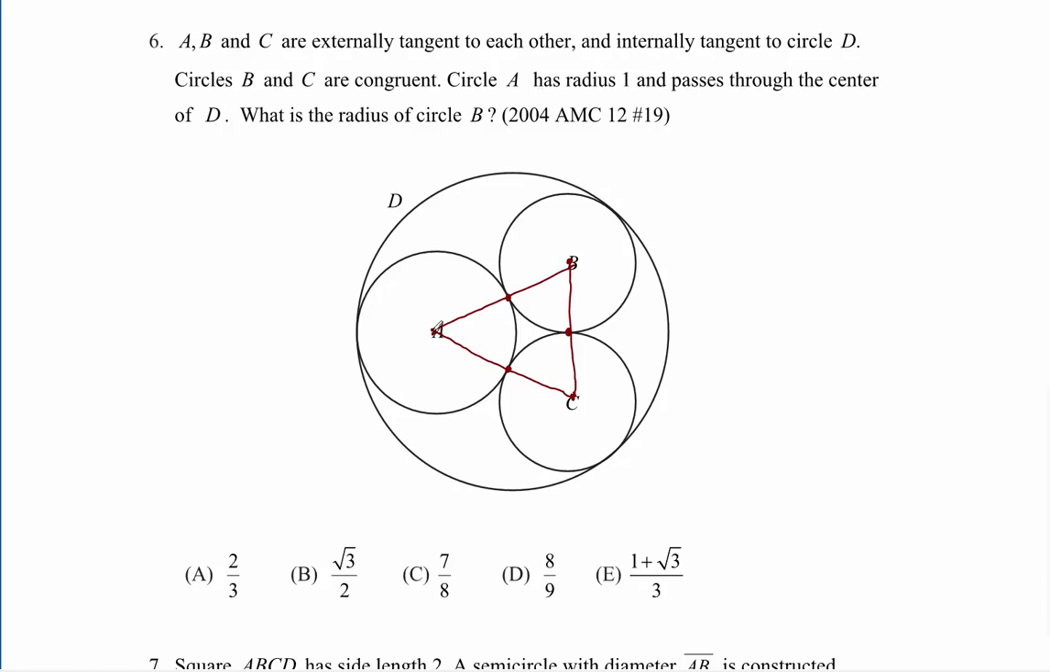Circle A is a little bigger one. Circle A goes through the center of D, so the center just passes in the middle over here. That's the center, or maybe you can make the line over here. We're going to use these centers to find the radius of the small circle B over here.